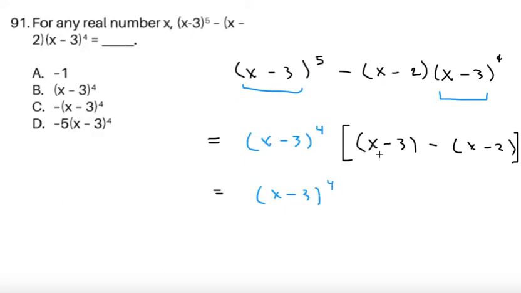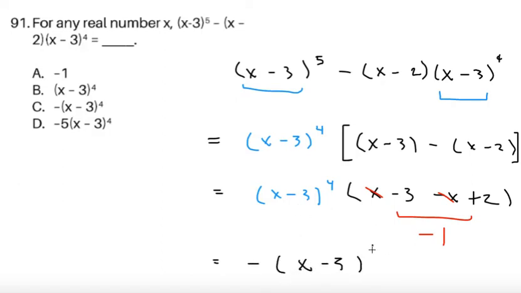Now we can simplify this. Let's remove the parentheses: x - 3 - x + 2. So the x's cancel, and the negative 3 and the 2 add up to negative 1. So it's just equal to negative 1 times this, so negative of (x - 3)^4. And this corresponds to choice C.